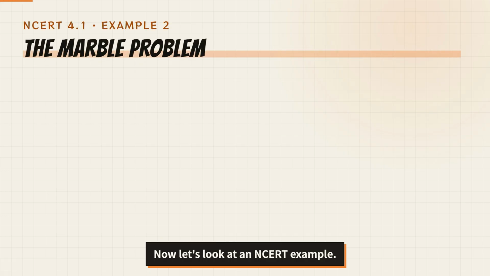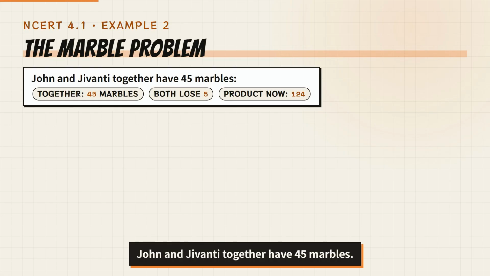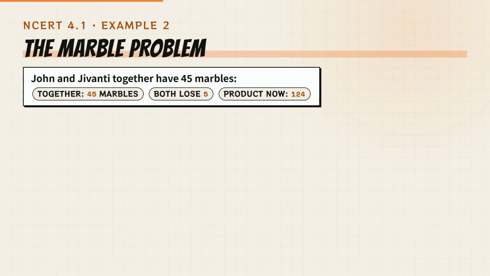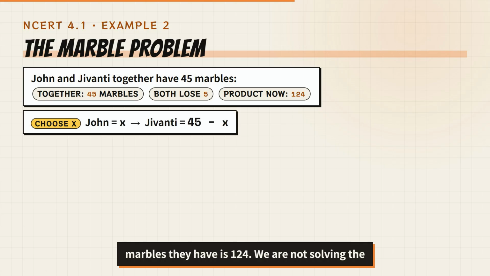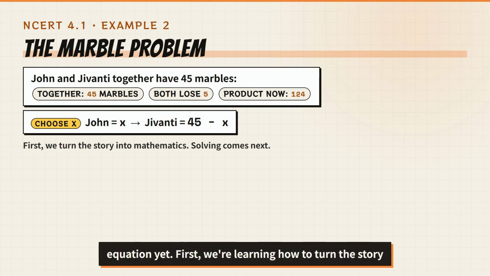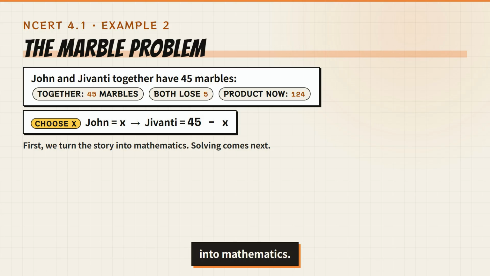Now let's look at an NCERT example. John and Giovanni together have 45 marbles. Both lose 5 marbles. After that, the product of the marbles they have is 124. We are not solving the equation yet. First, we're learning how to turn the story into mathematics.